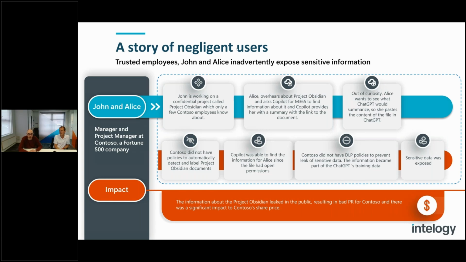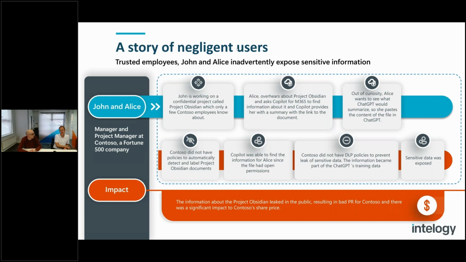It exists in a lot of organizations. Copilot is just highlighting that. Alice could have stopped there, but she's curious. So now she's seen the files, she wants to know what ChatGPT could summarize for her as well. So she copies and pastes content from those project documents into ChatGPT and asks it to summarize it for her. Without realizing it, that information is now out in the public domain. It's part of the training data, and the next person that comes along to ask ChatGPT a question about either the company or that project will be able to get access to that information and have the answers as well. So again, it could result in bad PR, but effectively a data leakage scenario there for the public.